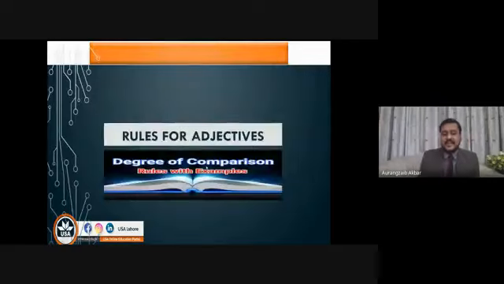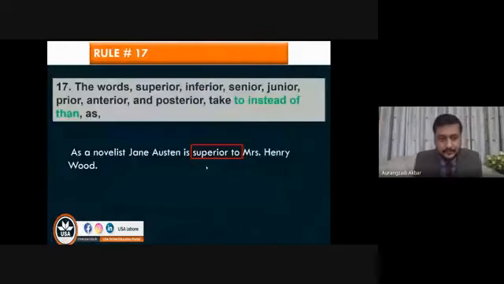Then the rules for adjectives which we are going to discuss today. Rule number 17. We will continue the chain of rules which we were talking about: the words superior, inferior, senior, junior, prior, anterior, and posterior take "to" instead of "than". So there are certain words which are comparative in nature, like superior, inferior, senior, junior, prior, anterior, and posterior. They always take "to" after them rather than "than".